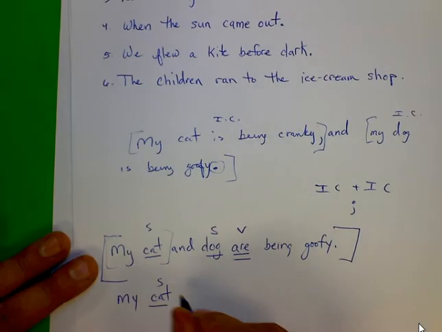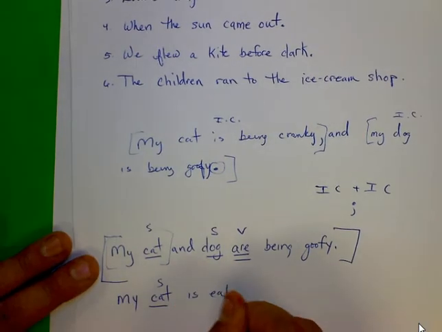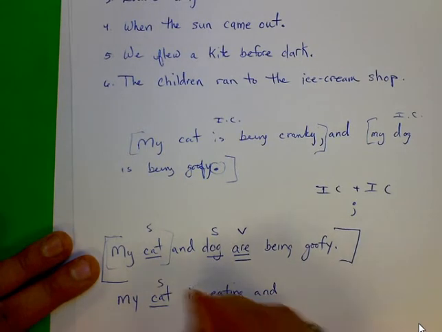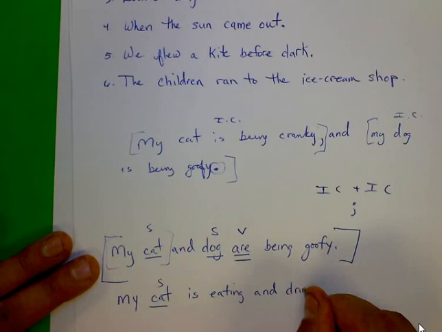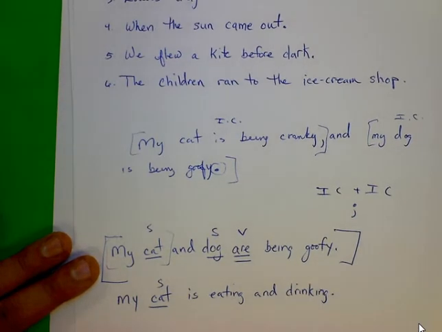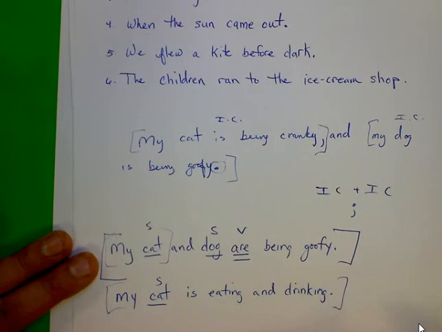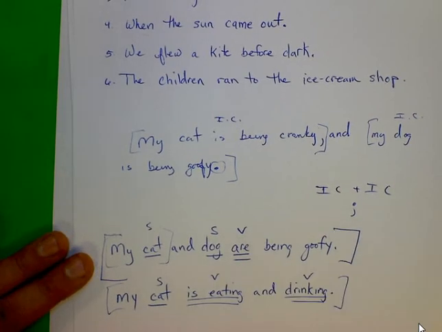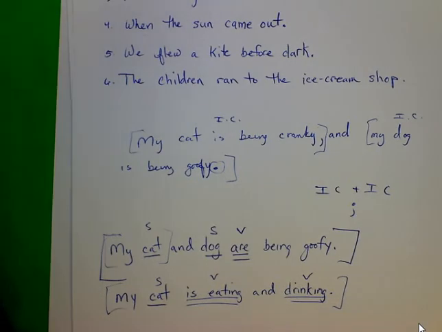My cat is eating and drinking. Period. Again, we have one simple sentence, one main idea. Only one subject is doing two separate things. Okay, so this would be known as a compound predicate.